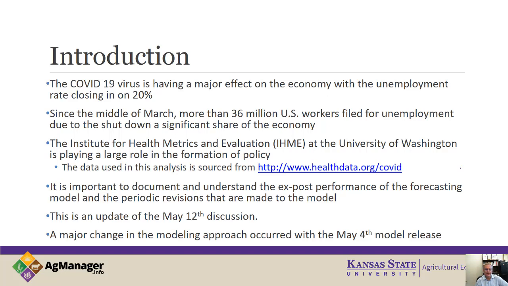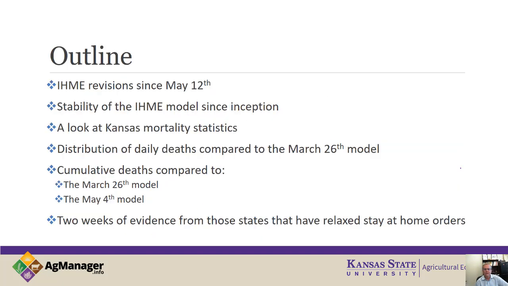This is an update of the May 12th discussion, and the last major change in the modeling approach occurred with the May 4th update. Since then, there have been several updates, but those are more minor with regards to the U.S. What we're going to look at in this session is the revisions since May 12th. We want to look at the stability of the IHME forecast since the inception of the model. We're going to spend a little bit of time looking at Kansas mortality statistics.